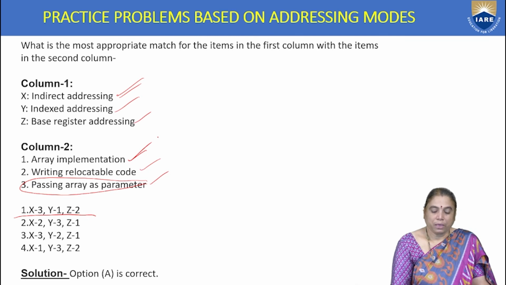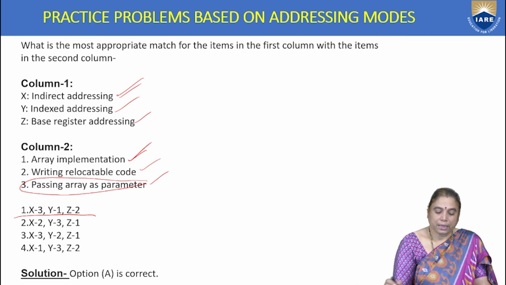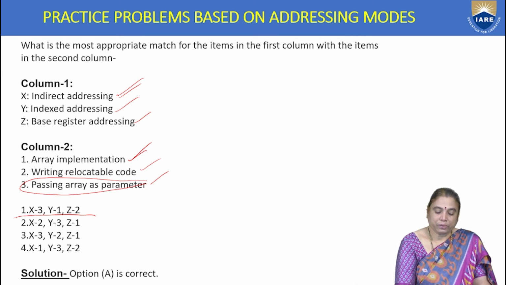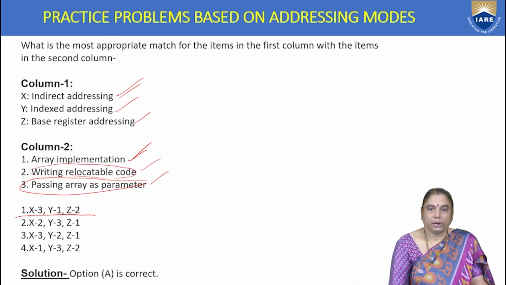Indexing mechanism can be easily done in the array implementation. Base register addressing mode: relocation is possible with the base register addressing mode. In the previous problem only we discussed this. Here the base register value is added with the address specified in the instruction, thereby relocation is possible.